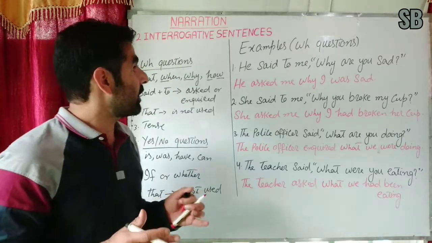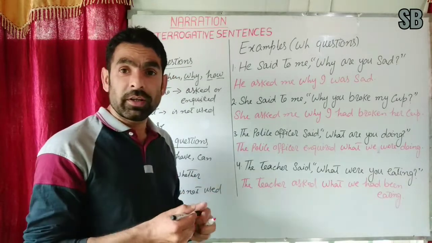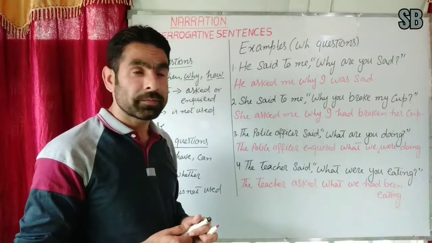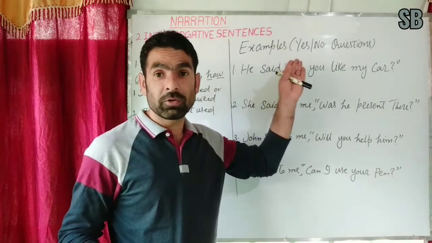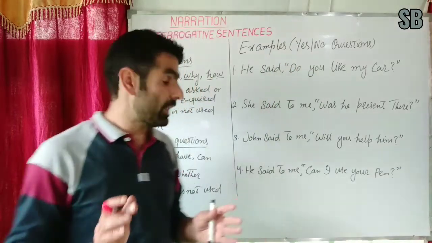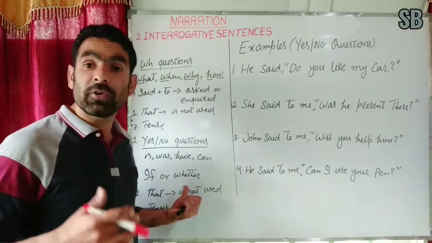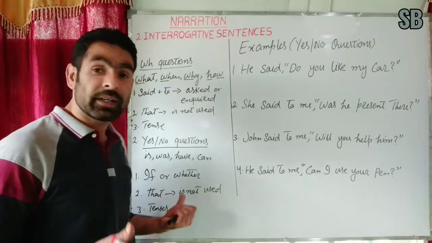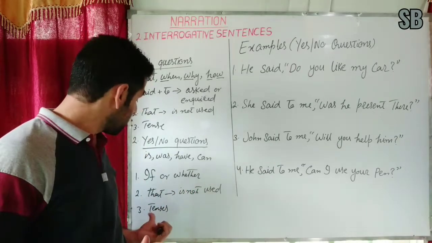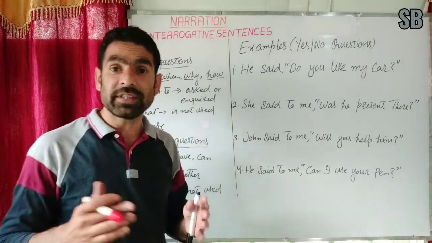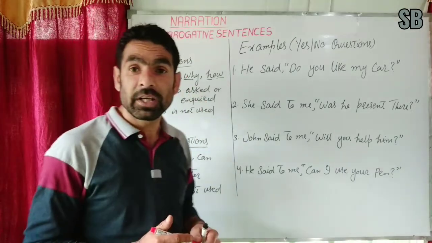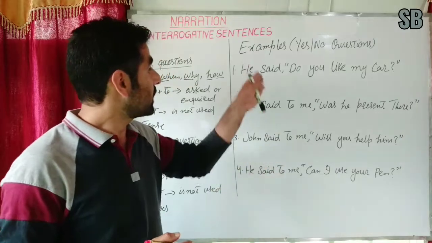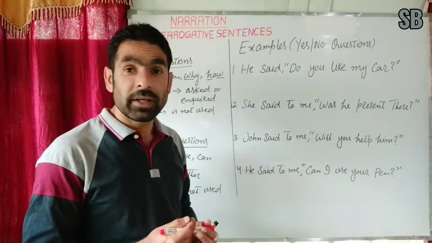So let us have an exercise on it. But first of all, I will rub the board. While reporting yes-no questions, we must remember that we use if or whether. Second, conjunction that is not used. Third, tenses are changed in the same way as in assertive sentences or WH questions. So let us change the narration of these examples.